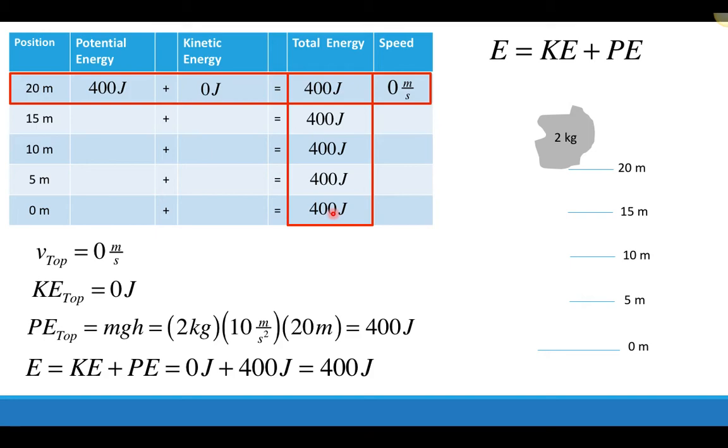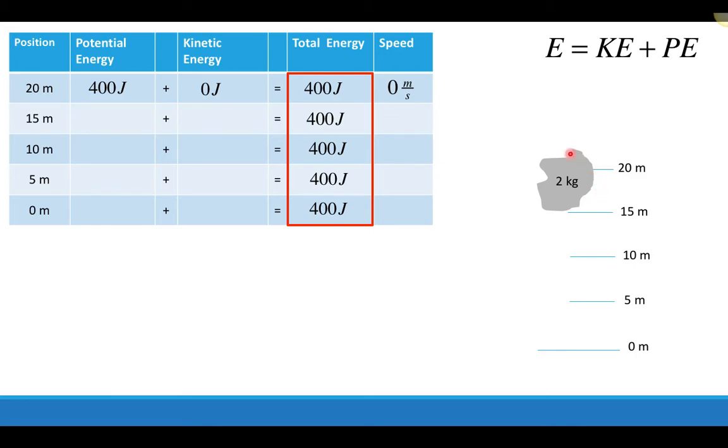That's what it means to say that energy is conserved. The total energy of a system remains constant throughout the motion. So the good news is once I find the total energy at one point, I know what the total energy is at all points along the motion.